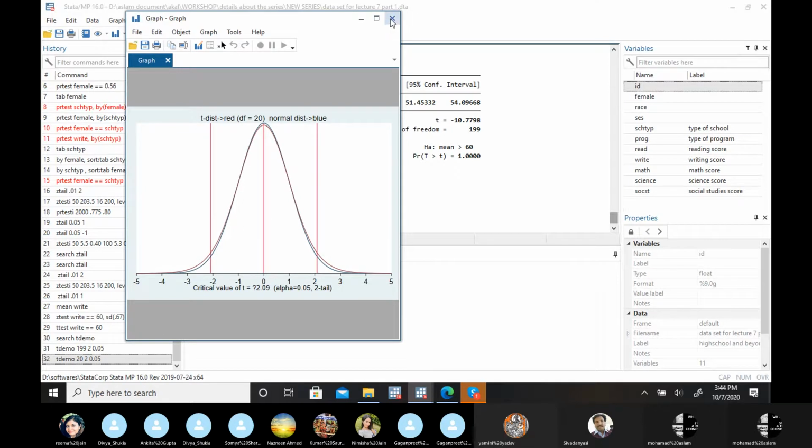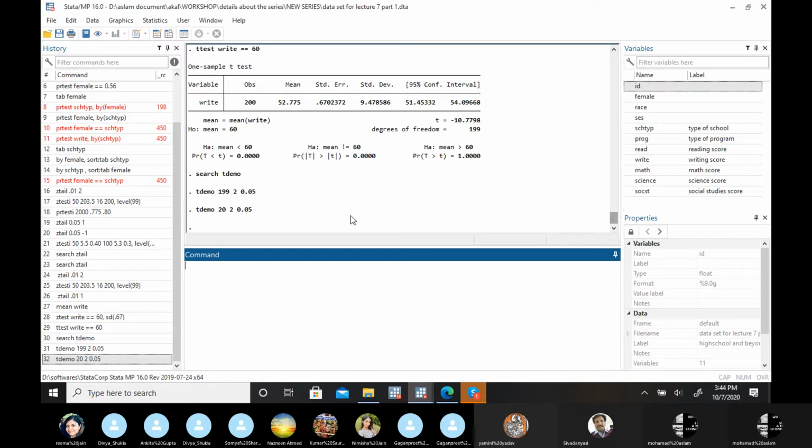So is it clear so far? If you don't know the population standard deviation, then the simple solution is to use the t-test, okay?